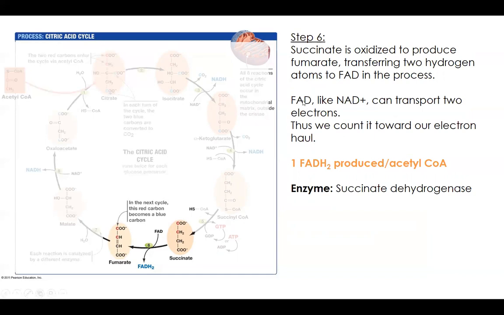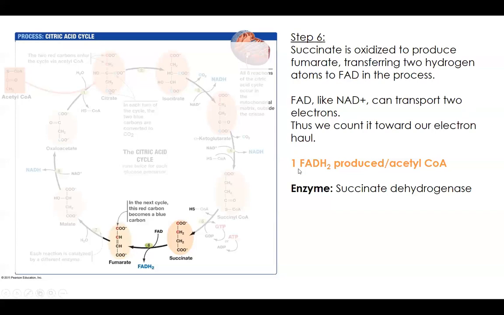So FAD, just like our NAD+, can transport 2 electrons. If NAD+ was our electron taxi, think of FAD as like an electron Uber. So it's the same difference, just a different molecule. We can still transport 2 electrons, so we're going to go ahead and count it towards our electron haul. There will be a little bit of difference between these 2 molecules when we get to electron transport, but for now they are carrying identical cargo, 2 electrons.